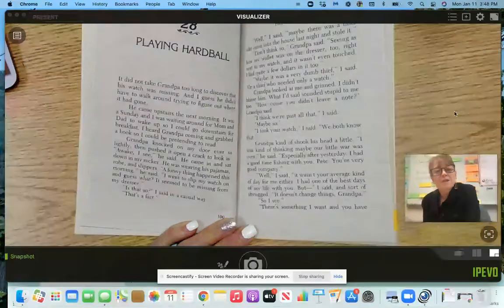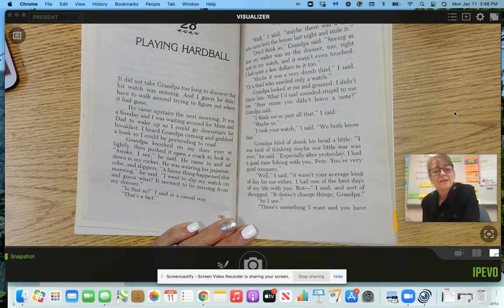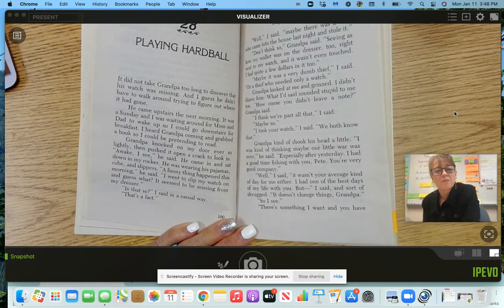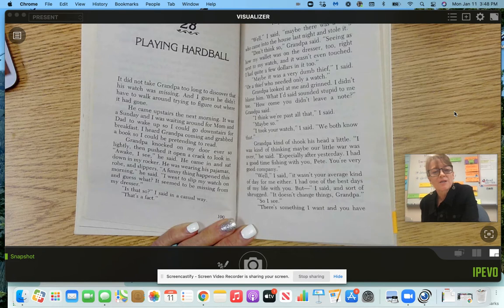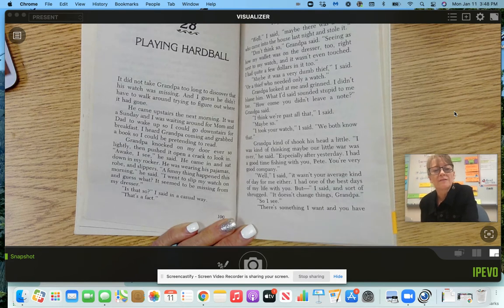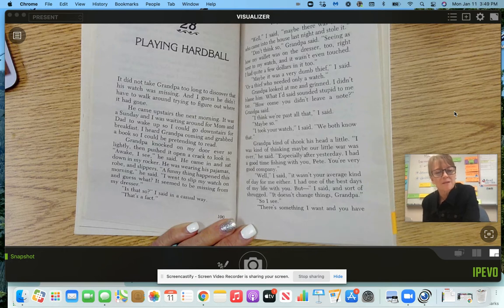He came upstairs the next morning. It was a Sunday, and I was waiting around for Mom and Dad to wake up so I could go downstairs for breakfast. I heard Grandpa coming. I grabbed a book so I could be pretending to read. Grandpa knocked on my door ever so lightly, then pushed it open a crack to look in. "Awake, I see," he said. He came in and sat down in my rocker. He was wearing his pajamas, robe, and slippers.